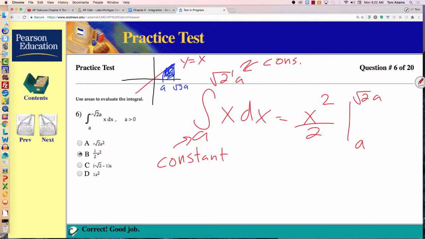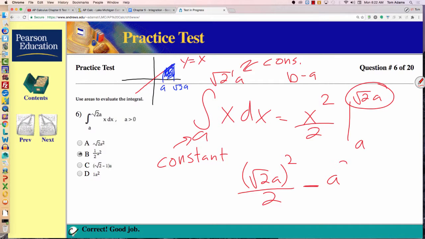All right, so now how does that work? Well, we start with this one first. Remember, it's b minus a, so I'm going to say the square root of 2a squared all over 2. What am I doing? I'm plugging in that upper limit into the function x squared divided by 2. And then I'm going to subtract a squared all over 2. Does that make sense? Mm-hmm. Yeah.